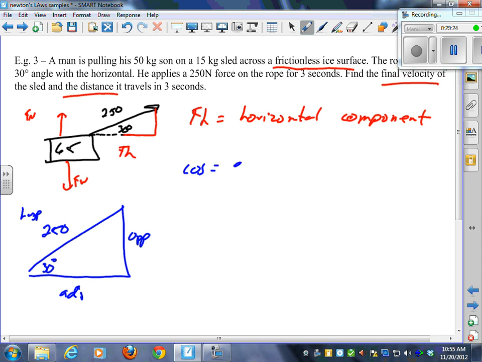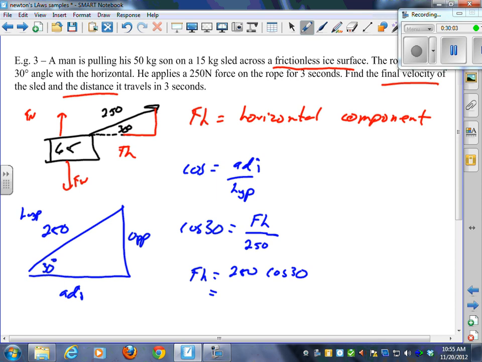Cosine is equal to adjacent over hypotenuse. So cosine 30 is equal to, my adjacent is my horizontal component, so I'm going to put FH in there. My adjacent side is called the horizontal component. And my hypotenuse is my 250. Now how do I solve that? Take the 250 up, multiply, right? FH is equal to 250 times the cosine of 30. And your answer should be approximately what?